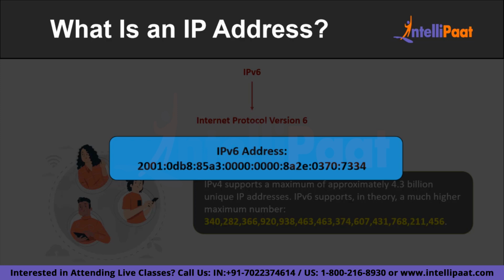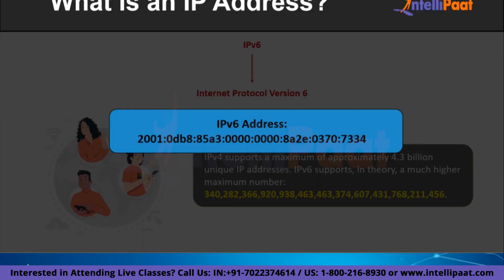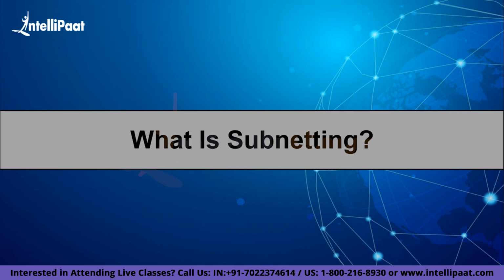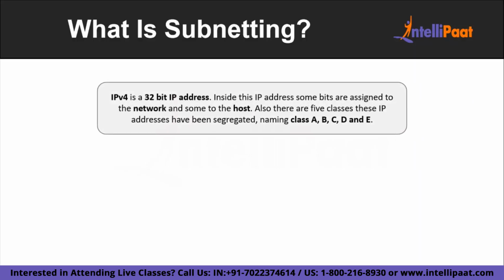Now that we have mentioned the term subnet, let's also discover what it signifies. To contemplate the process of subnetting, we'll use the IPv4 address as an example. As we saw in the previous section, IPv4 is a 32-bit IP address, and inside this address some bits are assigned to the network and some to the host. Also, these IP addresses have been segregated into 5 classes: class A, class B, class C, class D and class E. For this particular session, we'll discuss class A, B and C.